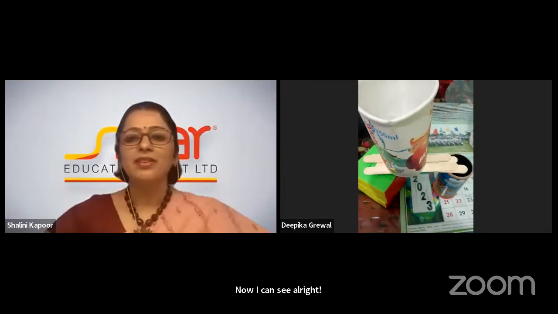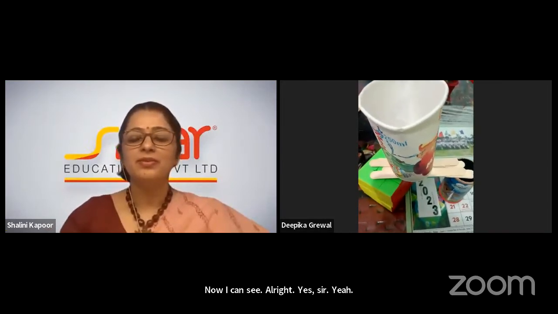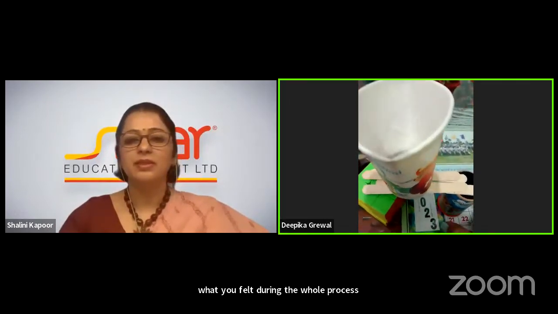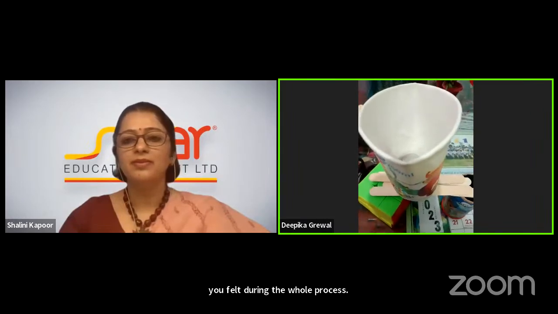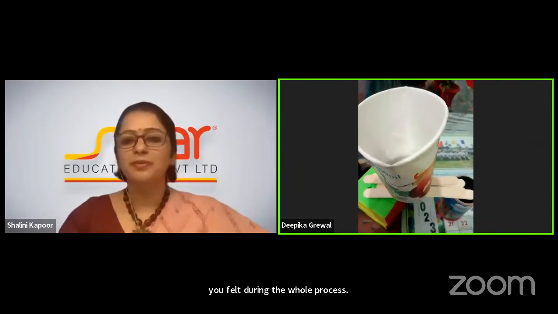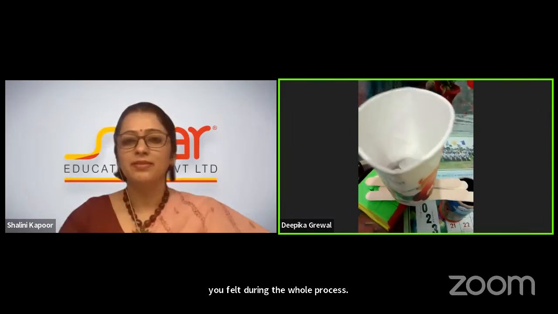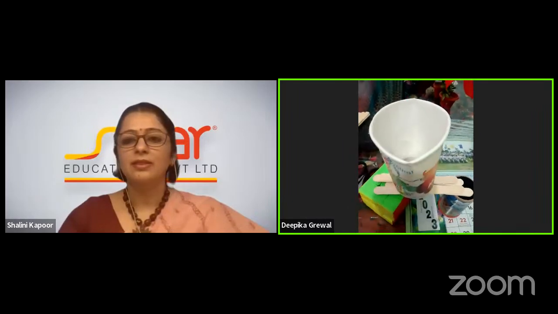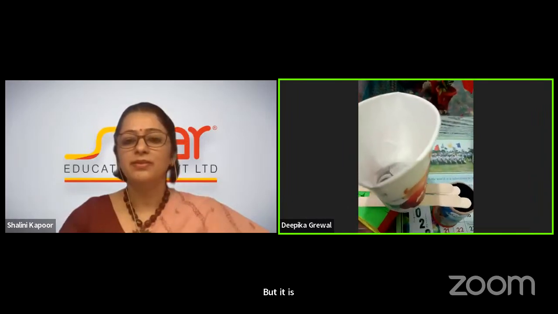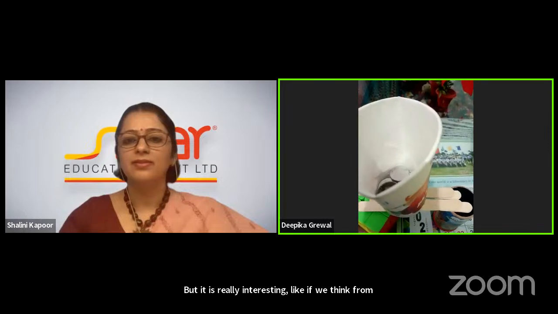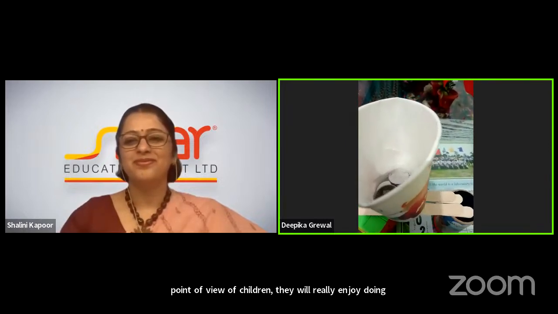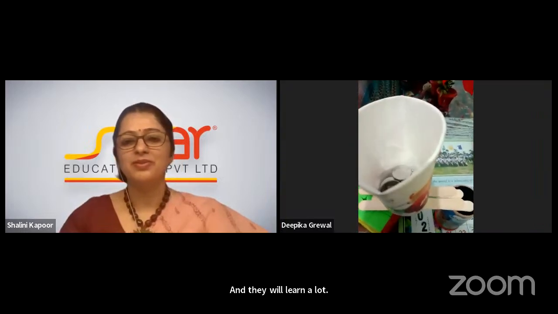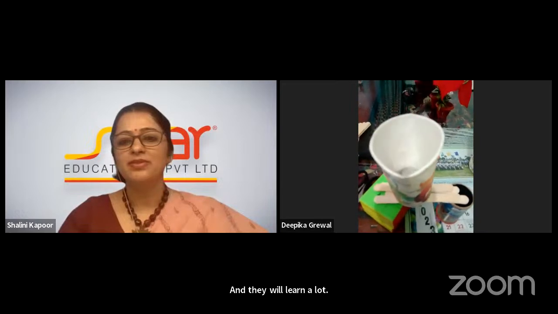Ma'am, you can explain what you made and what you felt during the whole process. Ma'am, it was really fun doing this simple activity with coins only and using simple material like ice cream sticks or maybe straws. It is really interesting. If we think from the point of view of children, they will really enjoy this activity and they will learn a lot. Can you also name the things that you have used to create this bridge?